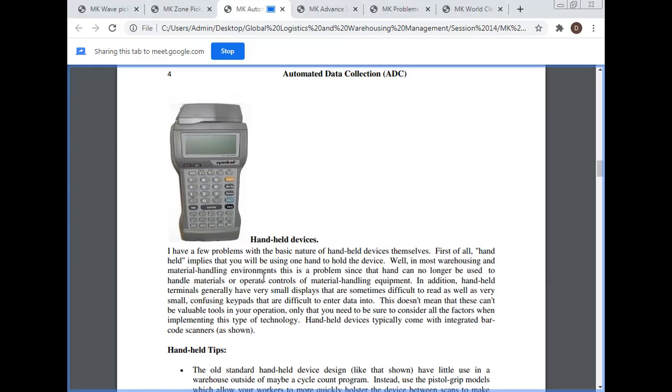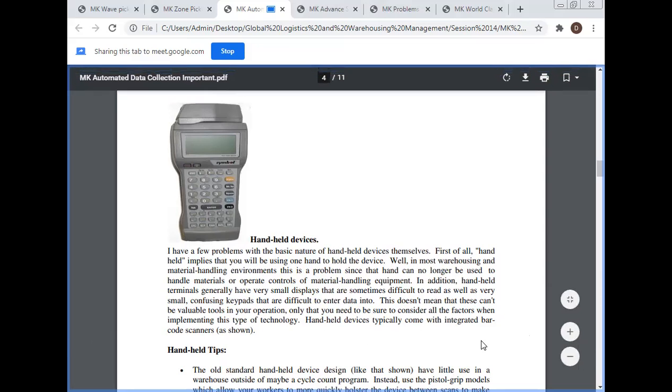In addition, handheld terminals generally have very small displays that are sometimes difficult to read, as well as very small, confusing keypads that are difficult to enter data into. This does not mean that these cannot be valuable tools in your operation, only that you need to consider all the factors when implementing this type of technology. Handheld devices typically come with integrated barcode scanners.